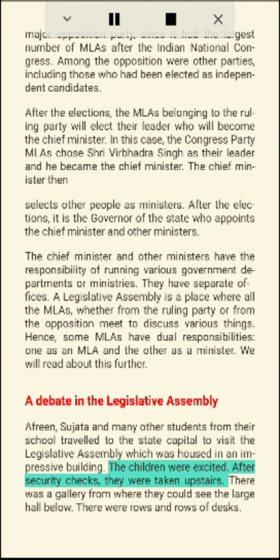Afreen, Sujata and many other students from their school traveled to the state capital to visit the Legislative Assembly, which was housed in an impressive building. The children were excited. After security checks, they were taken upstairs. There was a gallery from where they could see the large hall below. There were rows and rows of desks. This assembly was going to have a debate on a current problem.